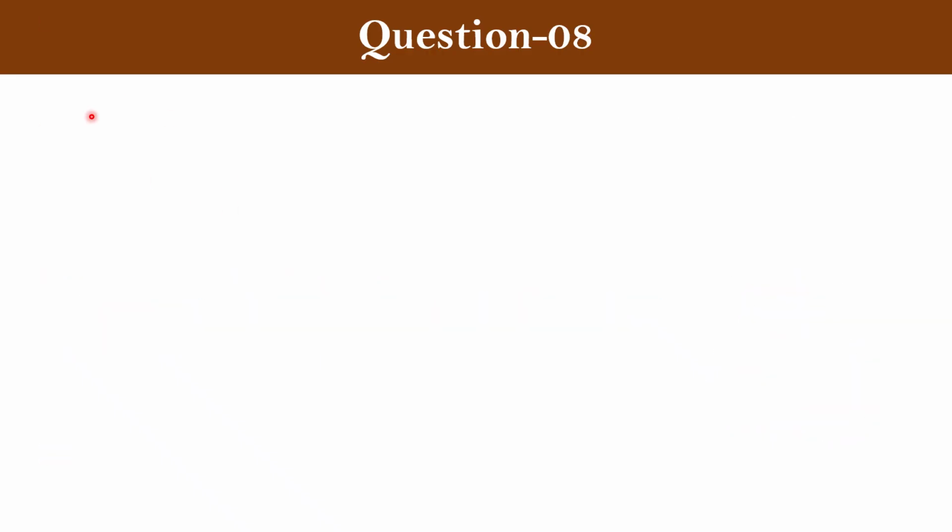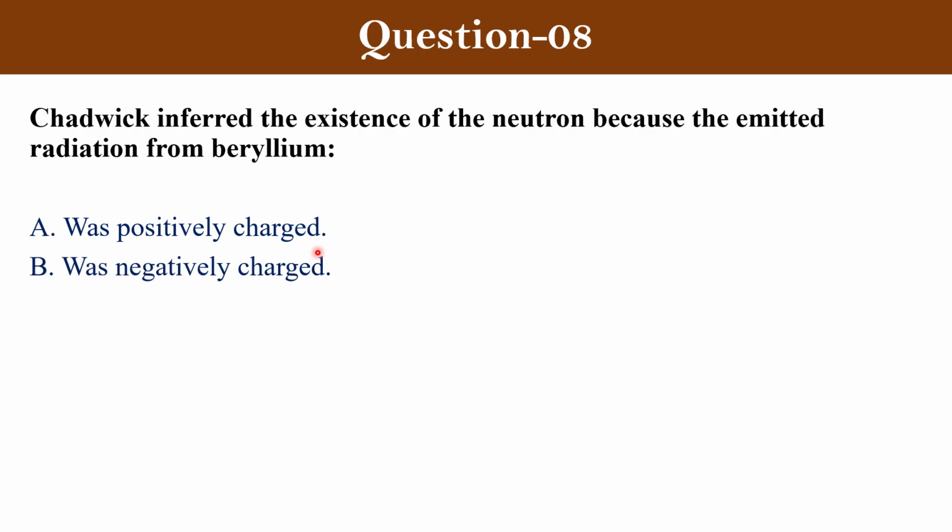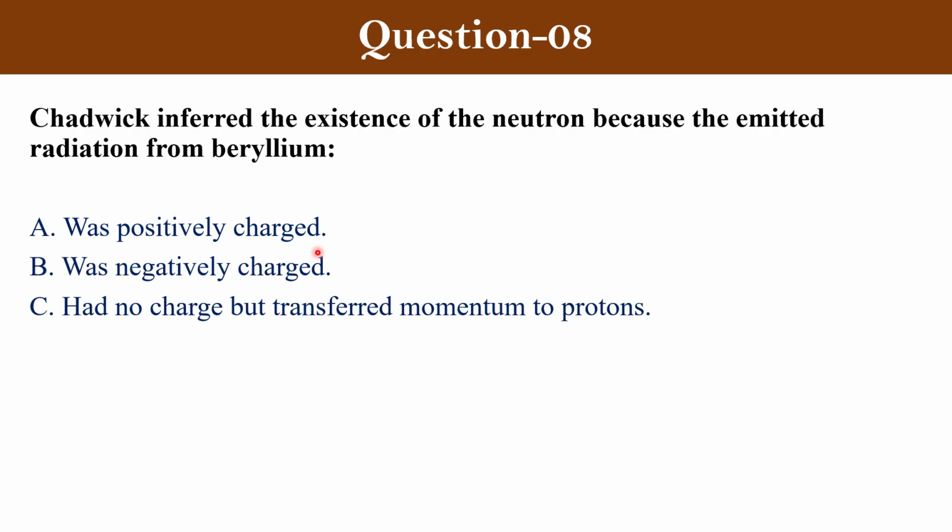Question number 8. Chadwick inferred the existence of neutron because the radiation emitted from the barium. Option A was positively charged. Option B was negatively charged. Option C had no charge but transferred momentum to protons. Option D was identical to gamma. You can guess very easily because Chadwick also discovered the neutron, and neutrons have no charge. So the correct answer is option C.